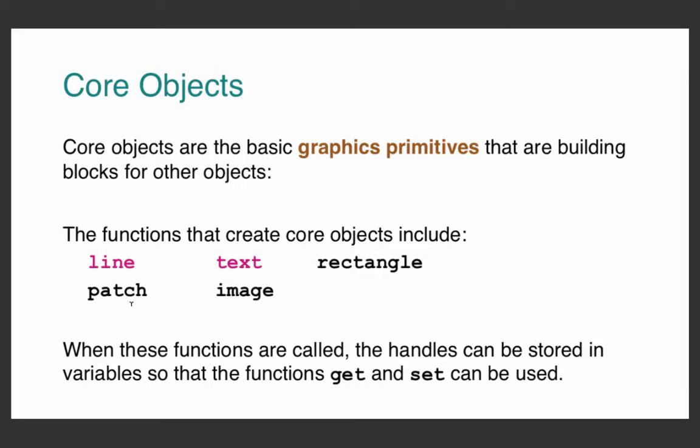So core objects are the basic graphics primitives that are the building blocks for the other objects. The functions that create core objects include line, which is a single line, text, which is a text block, rectangle, patch, and image. We're going to focus on line and text. When these functions are called, the handles can be stored in variables so that we can use get and set to modify them.